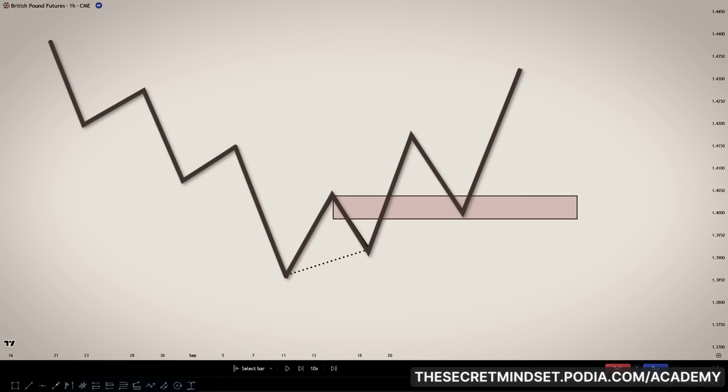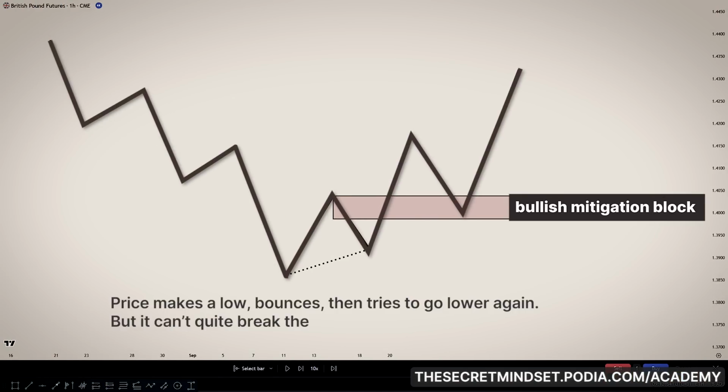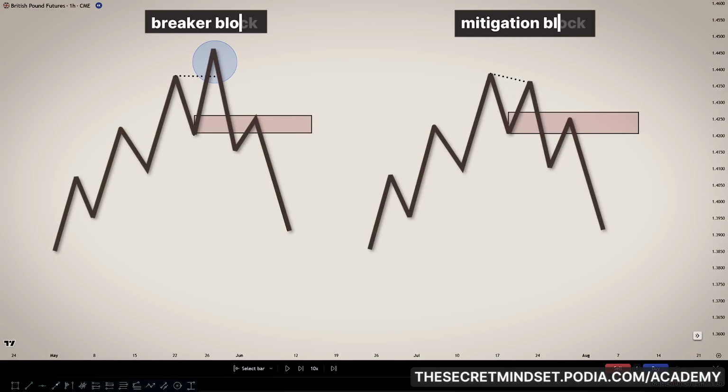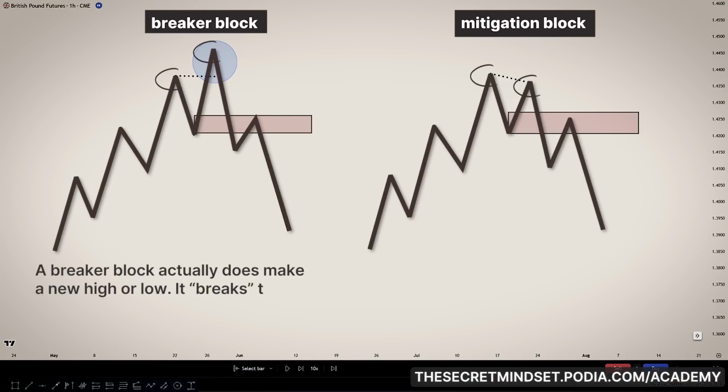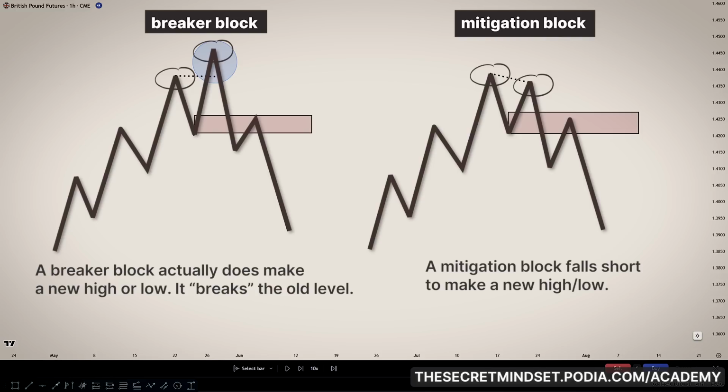The opposite can happen in a downtrend. Price makes a low, bounces, then tries to go lower again. But it can't quite break the old low. That's a bullish mitigation block. It suggests the downtrend might be losing steam. Now don't confuse these with breaker blocks. A breaker actually does make a new high or low. It breaks the old level. A mitigation block falls short.